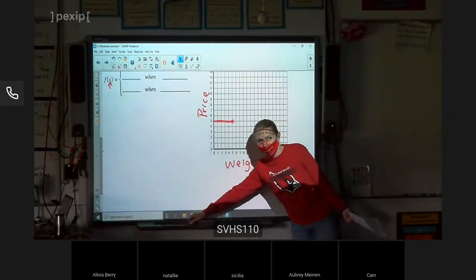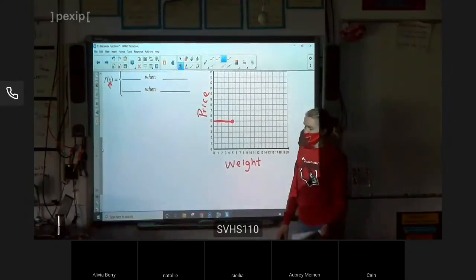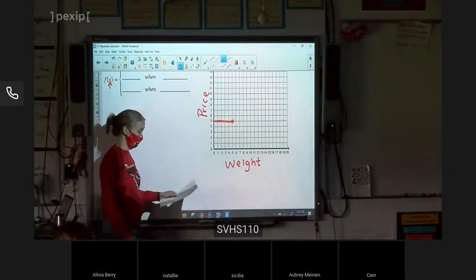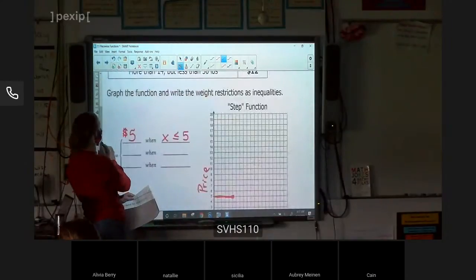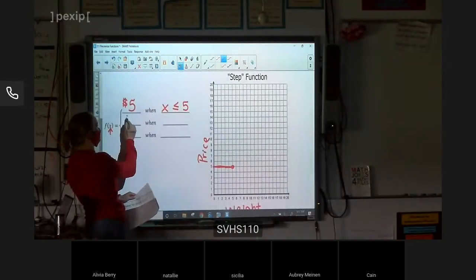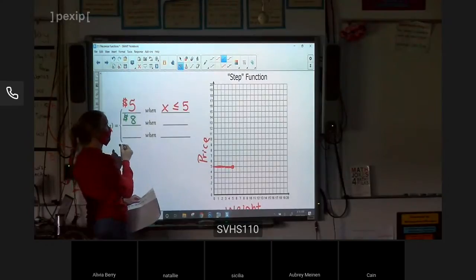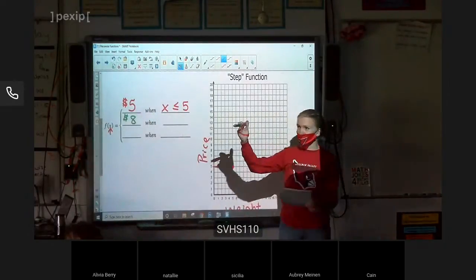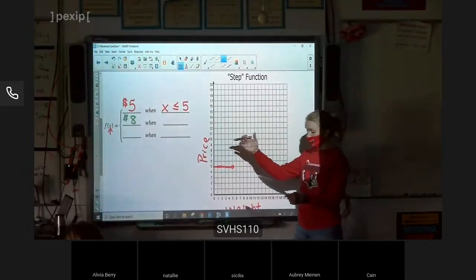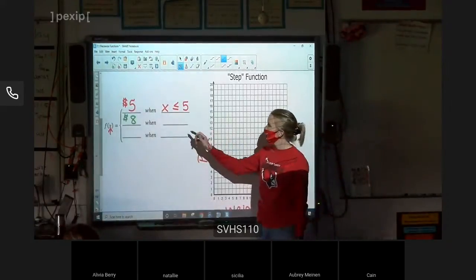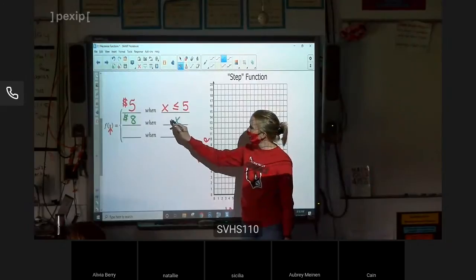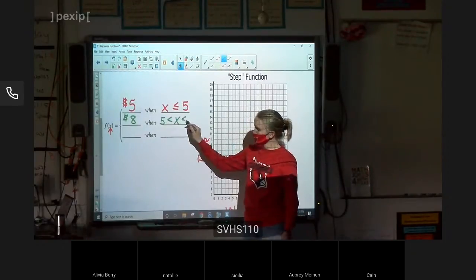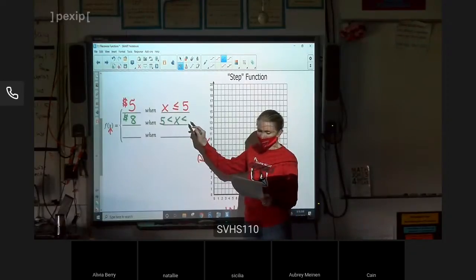And then what's going to happen once I hit 5 pounds? What happens when I go over 5 pounds? It's going to turn into $8. So the price is going to jump up to $8. No matter what, if it's more than 5 pounds, it's going to cost you $8? It's going to be more than 5 pounds, but less than 14. Good. So I'm going to say more than 5 pounds, but less than 14 pounds.